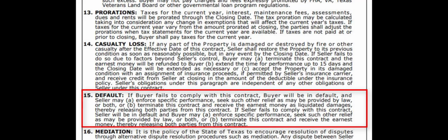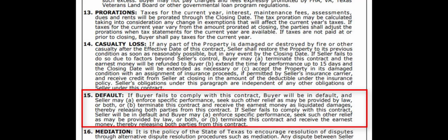In addition to that, if the seller is found to be in default, there is no provision inside this contract that would force them to pay for your buyer's inspection or pay for your buyer's appraisal or anything like that. So sometimes you'll hear buyer's agents say, well, we'll take our earnest money back, but your seller is going to have to pay for the inspections and this, that, blah, blah, blah. The reality is there's nowhere in this contract that allows for that.